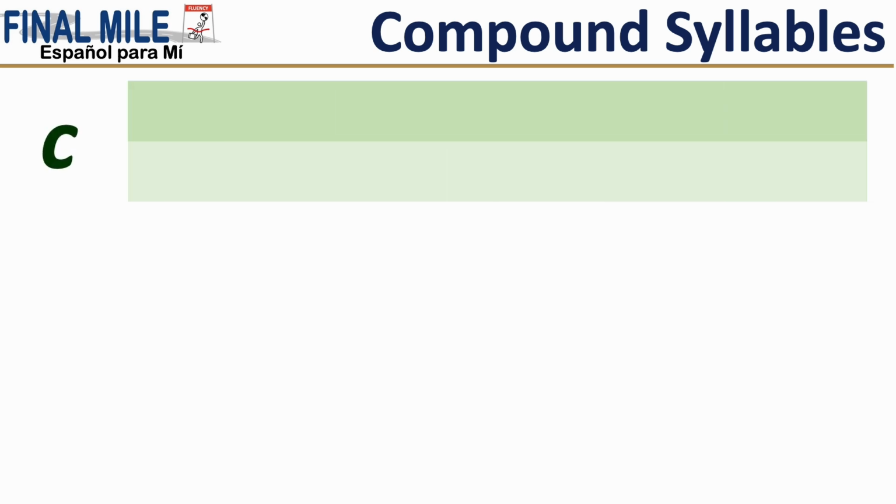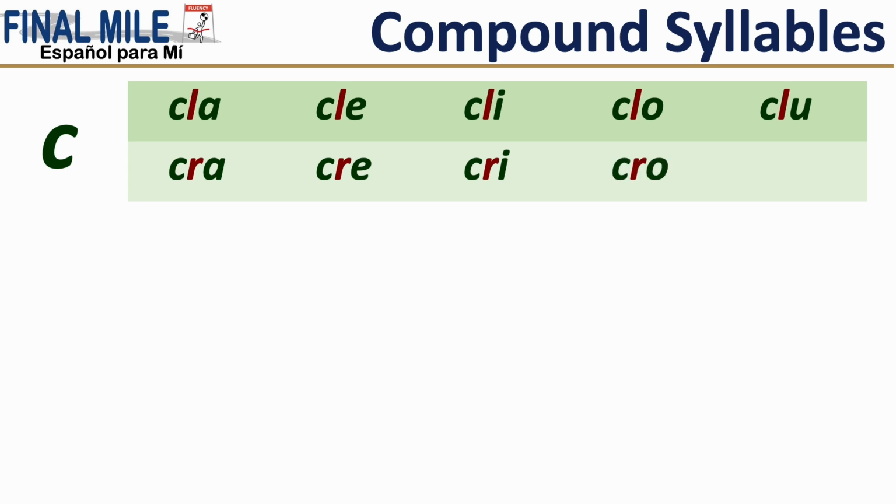Okay, with C, same thing. Remember ka, se, si, ko, ku? Okay, now if we put an L in there, now the sound of the C remains constant. So this is going to be, give it a shot. Kla, kle, kli, klo, klu, kra, kre, kri, kro, kru.